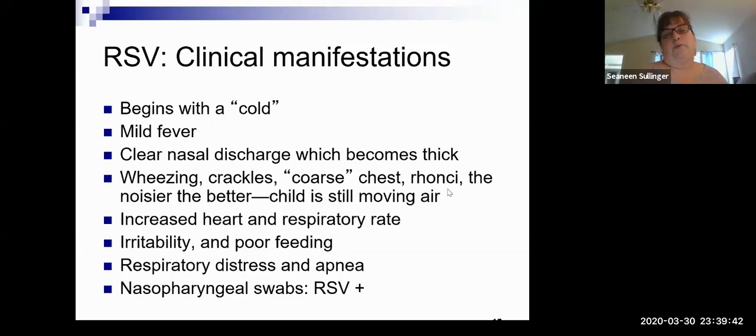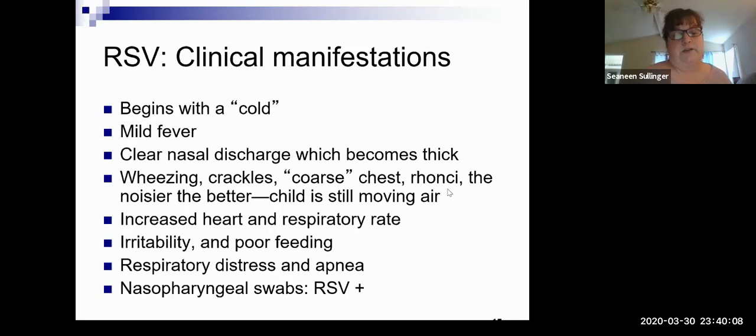It might start with a cold and mild fever. You have clear discharge, which then becomes thick. Then the wheezing, the crackles, and the child is just not moving the air. You're going to see increased heart rate and increased respiratory rate because the child is working harder, with increased work of breathing. Again, they're irritable. They can't eat. It's hard to eat when you can't breathe. And then they're in respiratory stress and might have true apnea that they're not able to self-resolve.